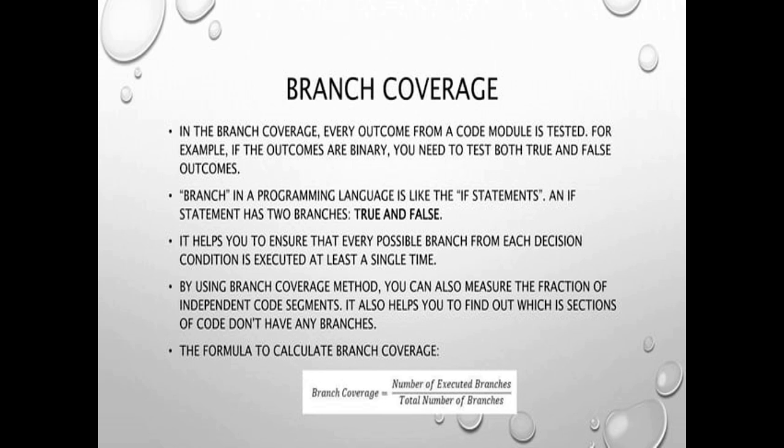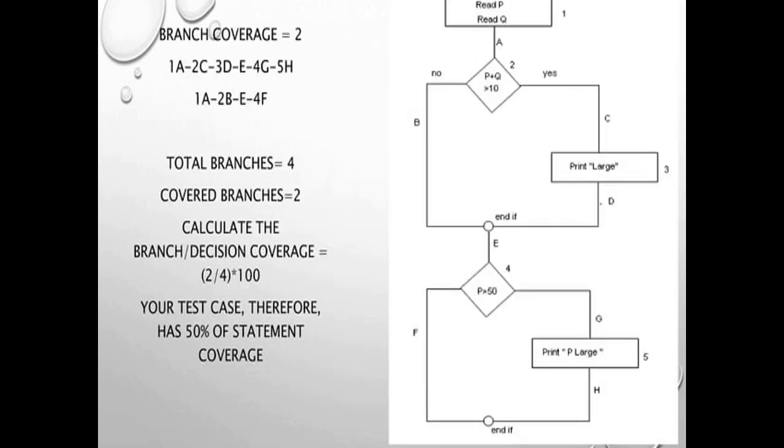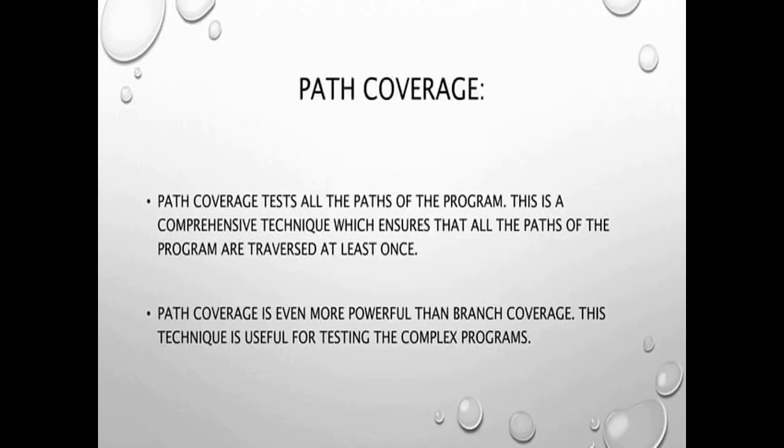To calculate, we use this particular formula. For example, here, how many branches are we having? Total number of branches is 4, right? How many covered branches are we having? 2, right? So total number of branches is 4, covered branches 2, with the same formula. From this formula you can attain the percentage as 50% branch coverage.